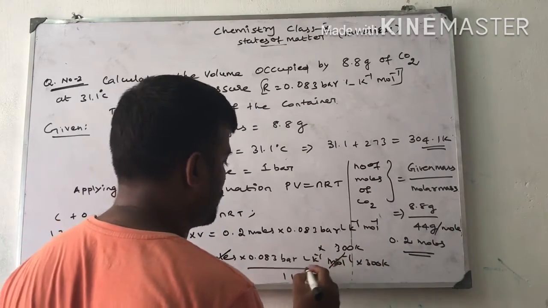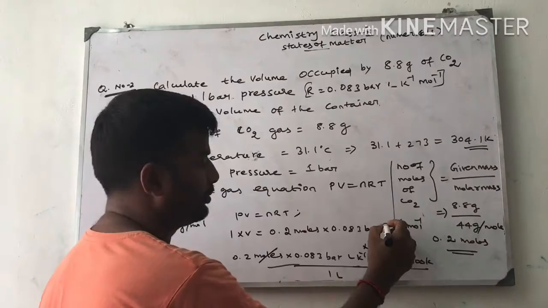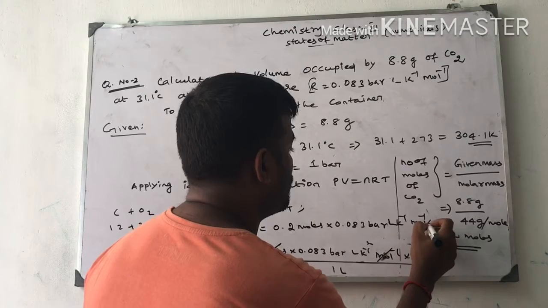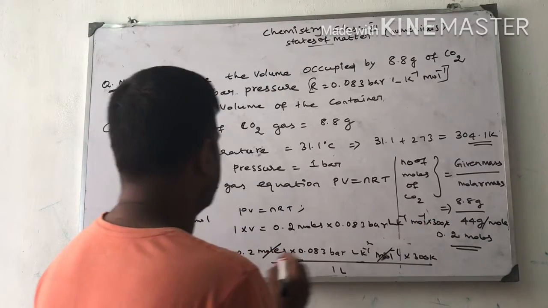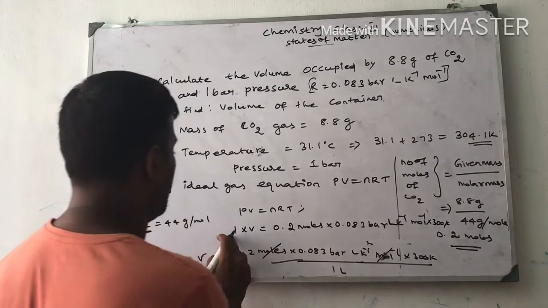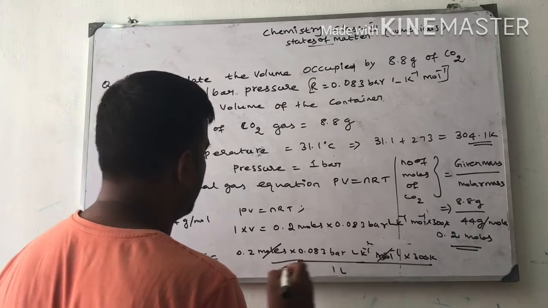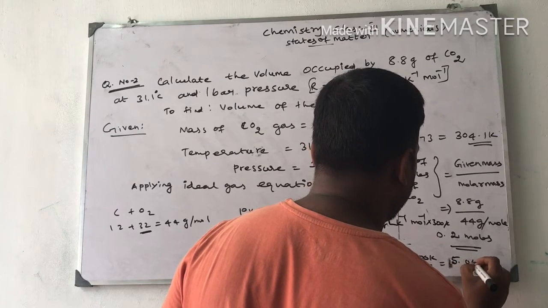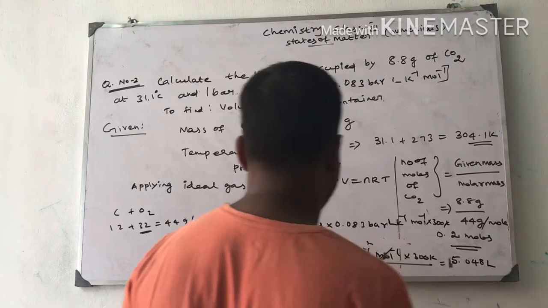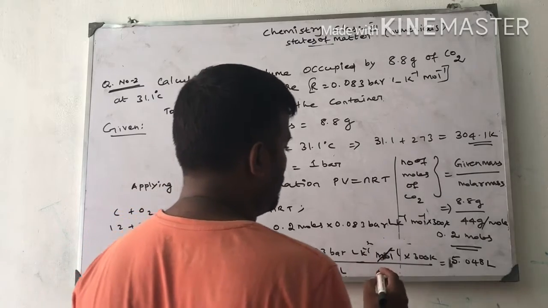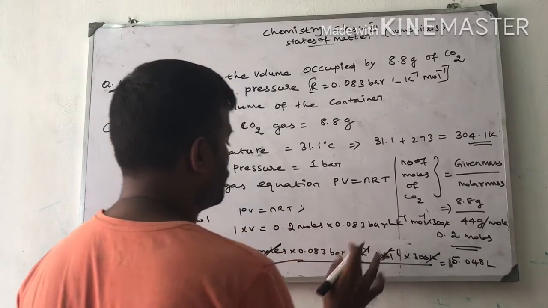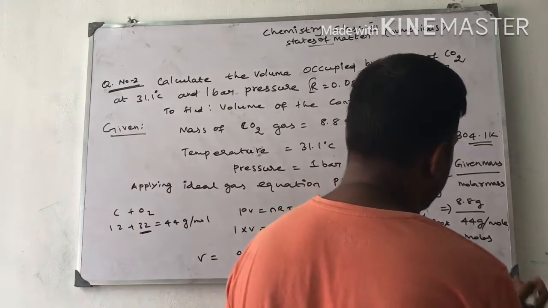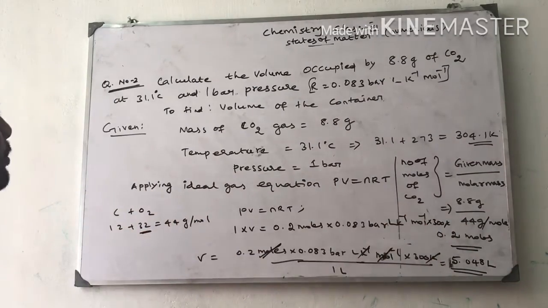So mole and mole inverse cancel. Bar liter Kelvin mole inverse into 300 Kelvin. Next, the 1 is going to the denominator. If we simplify, we get the answer of 5.048 liter. Mole inverse cancelled, Kelvin inverse Kelvin cancelled, so liter only remaining. On multiplying all these things, we get the answer of 5.048 liter.